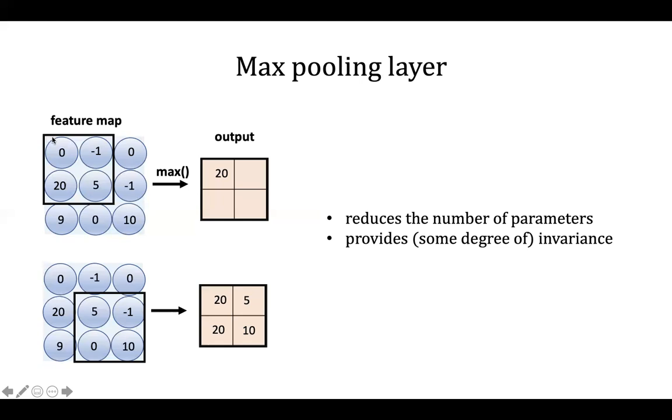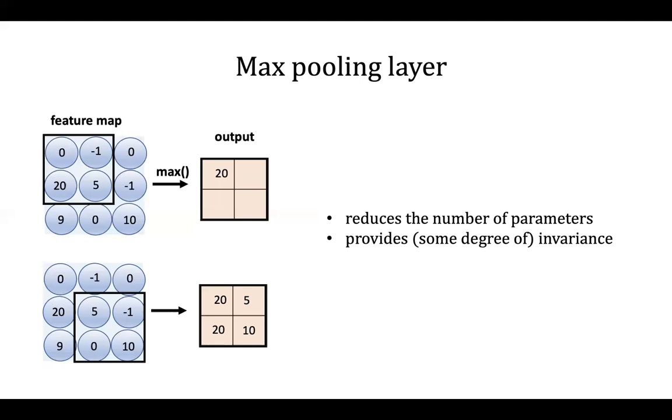So we also put this kind of frame on top of the feature map, and instead of performing any kind of multiplication or summation, we're going to just select the maximum value. So in this square, the maximum value is 20. And then we move this frame again by one step. So the frame is going to be here, and the maximum value in this corner is going to be 5. Then we move down, and the maximum value in this corner is going to be 20. And finally, in this corner, the maximum value is 10. So this is how the max pooling operation happens.